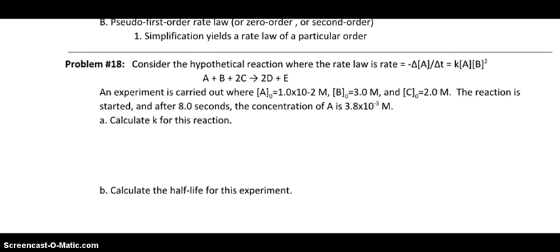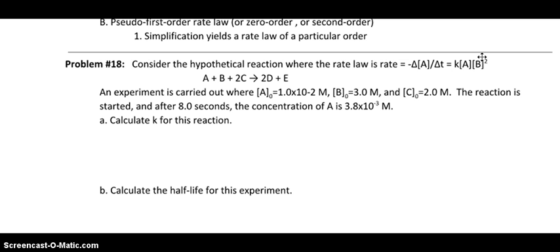And look at the experiment. Which reactant was put in the smallest quantity? If you look at the initial, you'll see it's A. And then B and C are much larger than A. So the reaction is started, and after 8 seconds the concentration of A is 3.8 times 10 to the negative third. So what order is your pseudo reaction going to be? Well, which reactant is in lowest quantity? It's A. So what order? Look over here. What order is A in? It's first order.